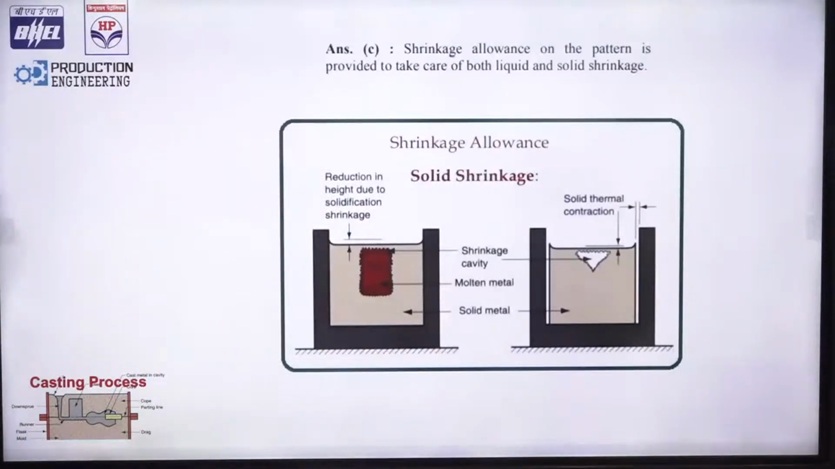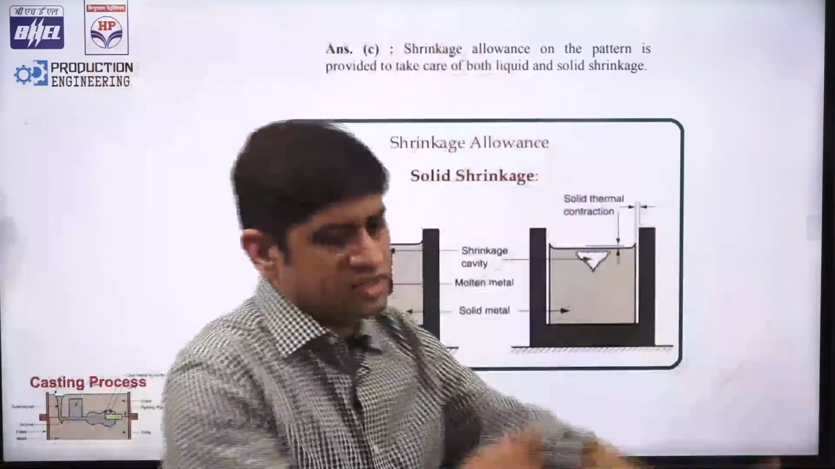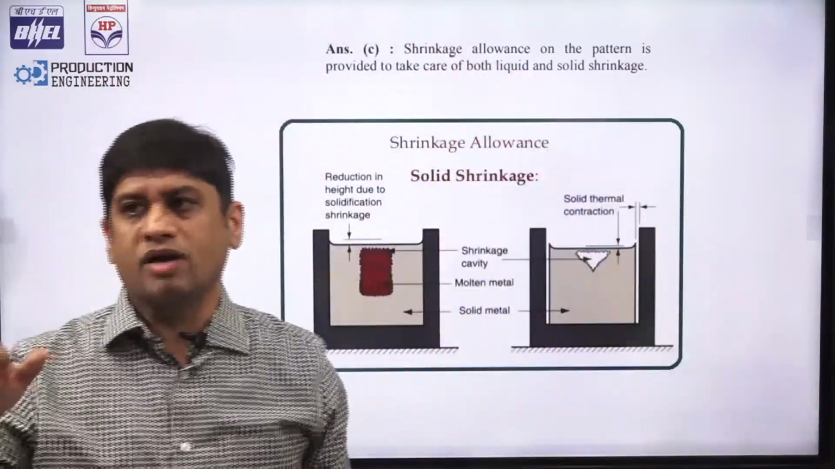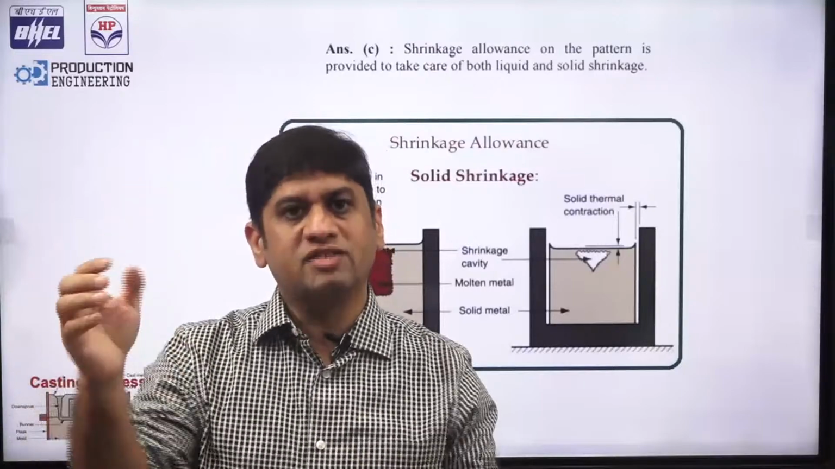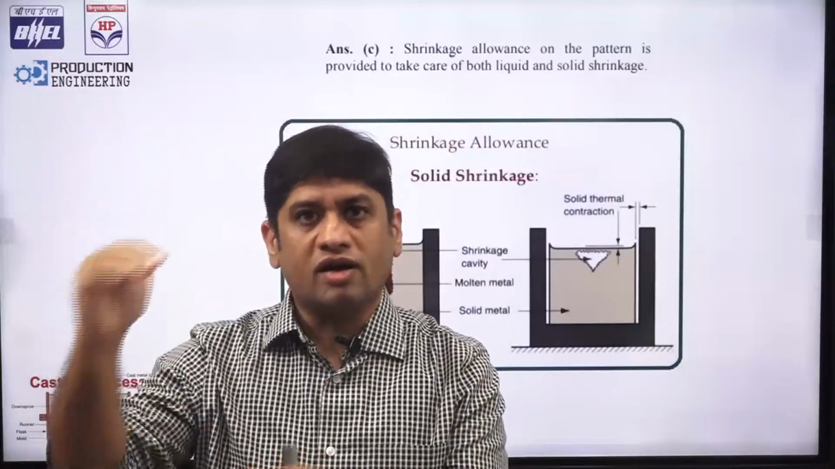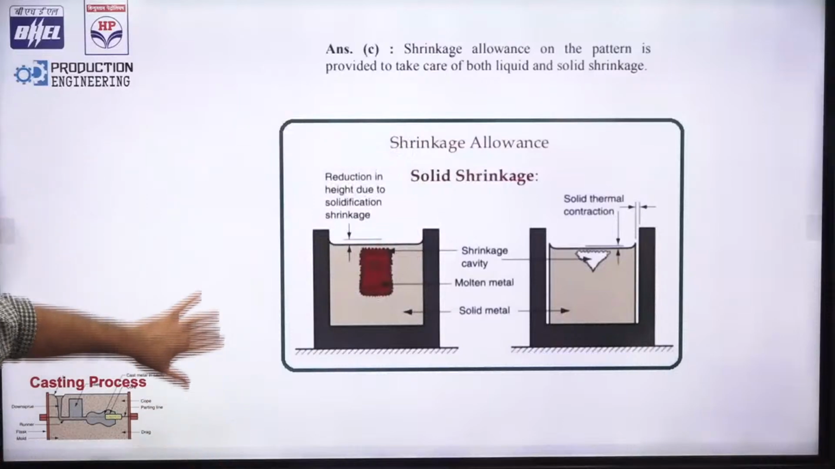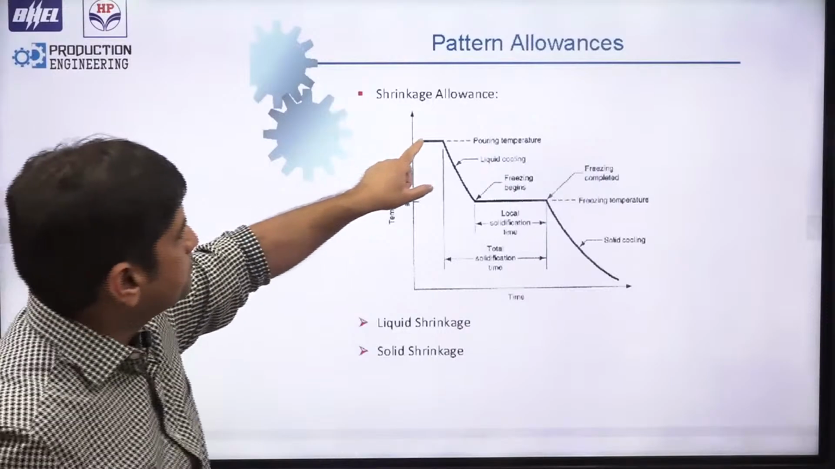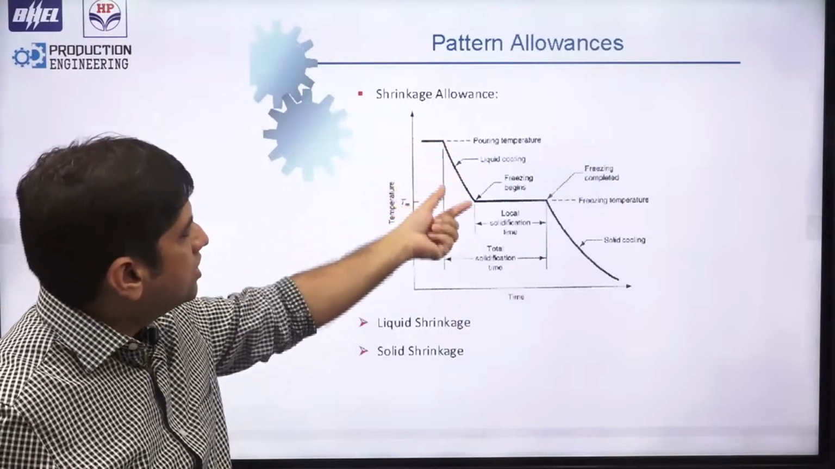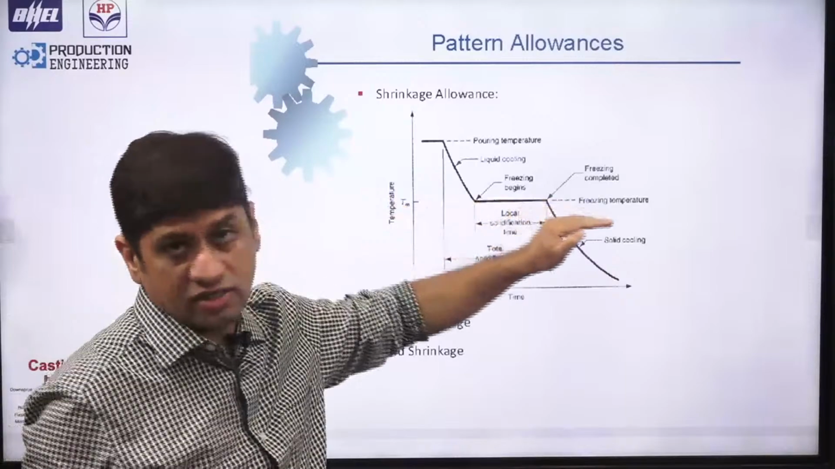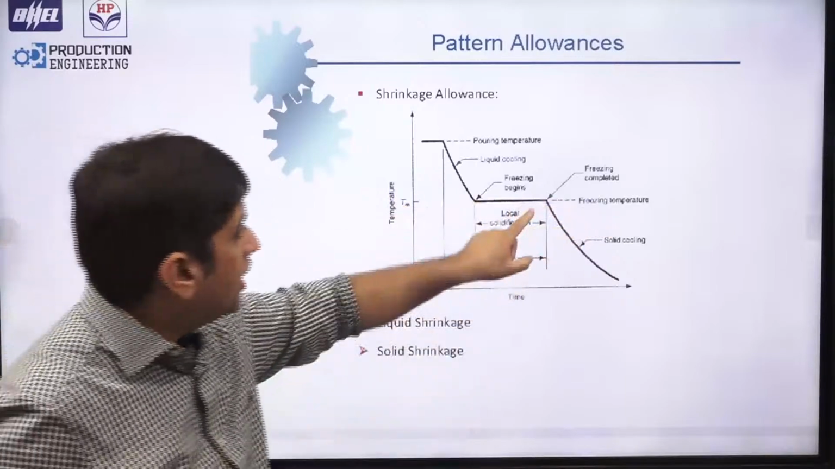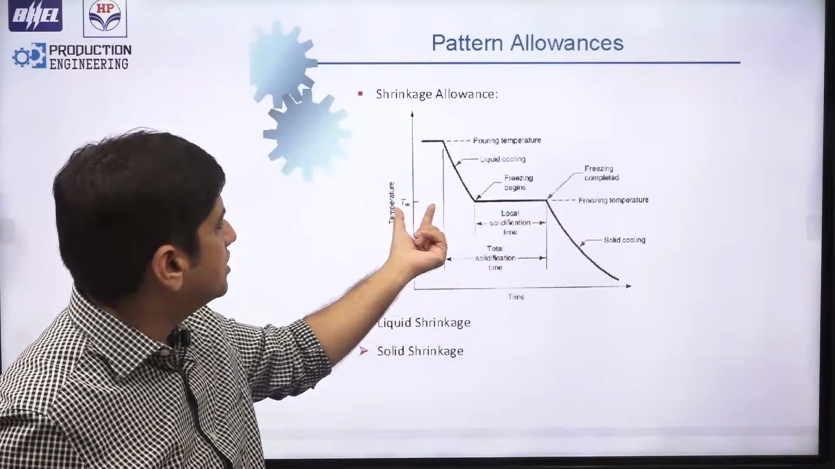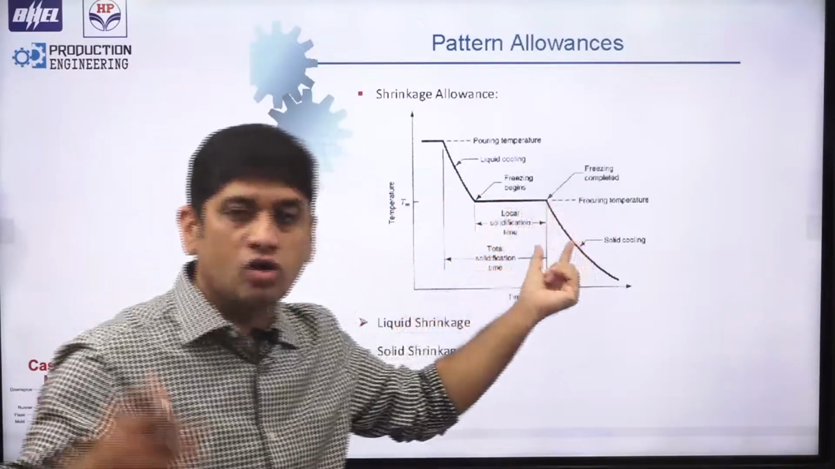But there are risers also. A riser is also linked to this kind of shrinkage. Molten metal is provided, and when there is shrinkage in the molten state, that can be taken care of when a riser is provided. So that I will discuss with you in the next question. So this is the kind of shrinkage allowance which is provided. There is a pouring temperature. From the pouring temperature to room temperature, there is some kind of shrinkage. Then there is a phase change, from liquid state to solid state, and the solid state also. This is basically the temperature at which the solidification takes place.